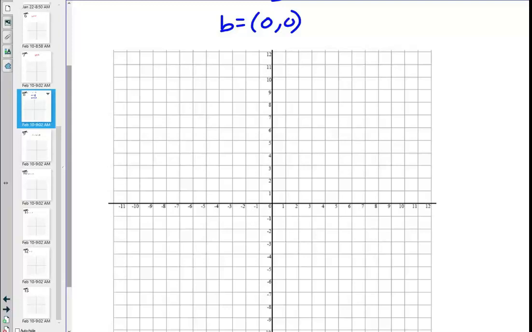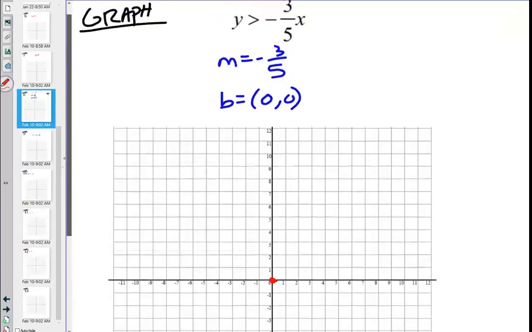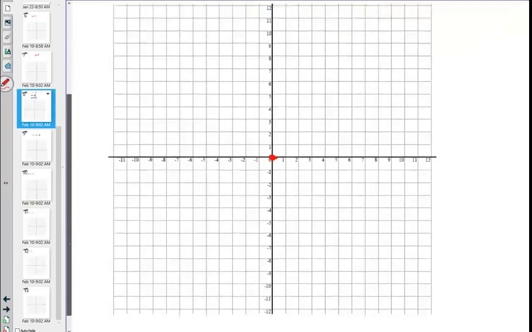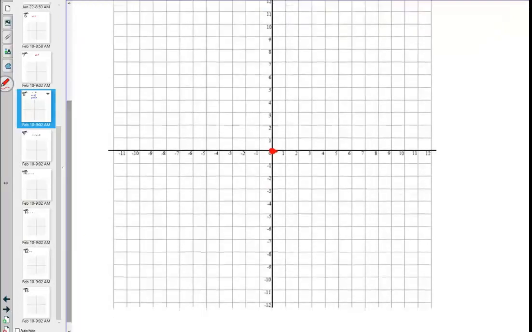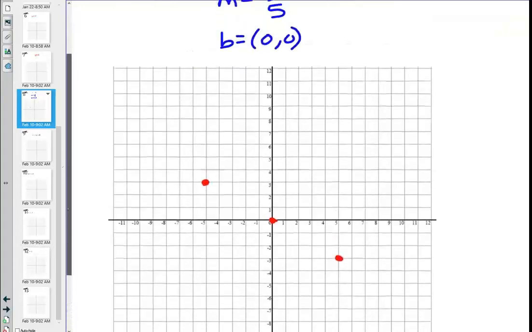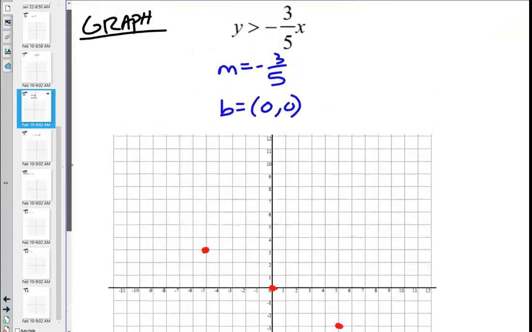Alright, so our first point is going to be at 0, 0. We have to know that positive slopes go up to the right, negative slopes go up to the left and down to the right. So up 3, left 5. Or you can go down 3 and to the right 5. Crystal, what type of boundary is that going to be?